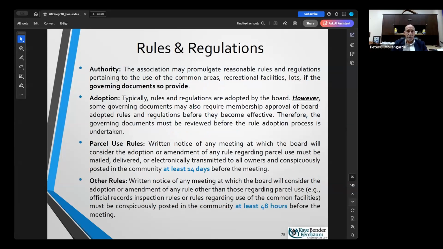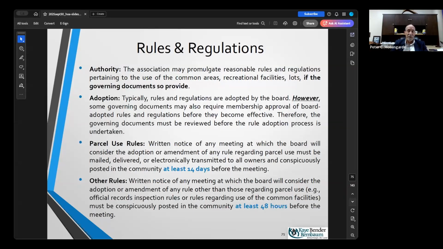The rules and regs. As I mentioned before, rules and regs, although not governing documents in the sense of being recorded, are still very important documents. Who's authorized to adopt those? Well, it depends upon your documents. Some people automatically think, oh, the board is. I've seen many documents that require owner approval for rules as well. So you have to look through your declaration, articles, and bylaws to figure out who has the right to adopt rules and over what.